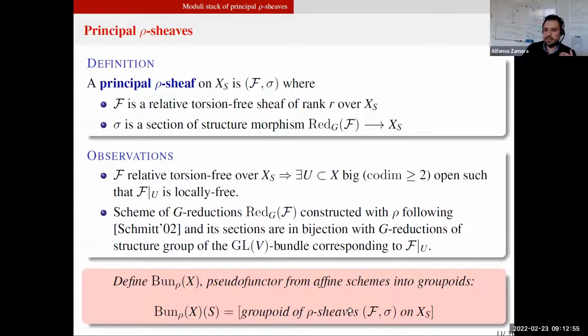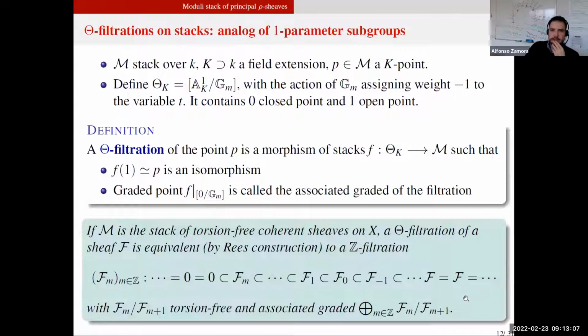Then this defines a stack. It defines a pseudo-functor from affine schemes into groupoids, which sends each scheme S to the groupoid of ρ-sheaves over X_S. These are the objects. Then how do we study this stack and provide a stratification of it into different Harder-Narasimhan types or stability types? With the notion of theta filtration, which is the stack analog of one-parameter subgroups.